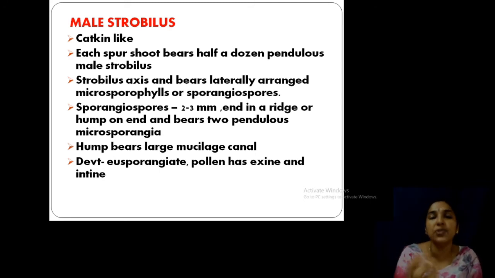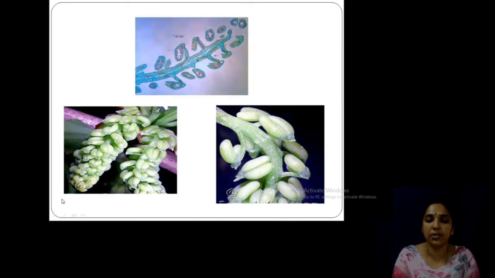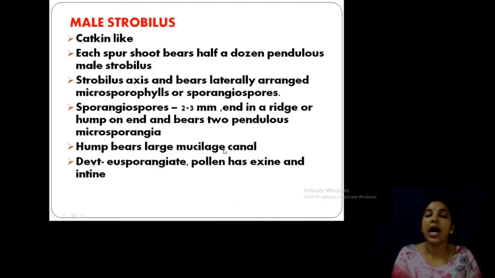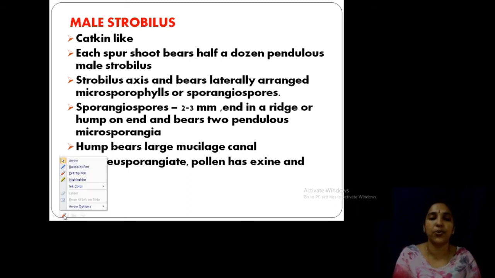The hump bears a large mucilage canal. That is also very, very important. See this in this diagram you can see. This is the axis, and on both sides are arranged the sporangiophores. Sporangiophores bear the sporangia. See, in this diagram you can see these are two sporangia, and this is the hump. Clear? And the hump bears a mucilage canal. Development is eusporangiate, pollen bears exine and intine. See, I will show you how it is arranged.